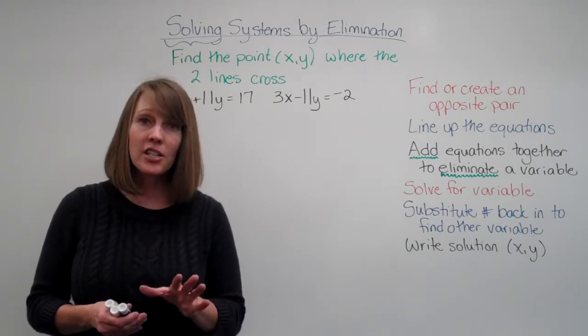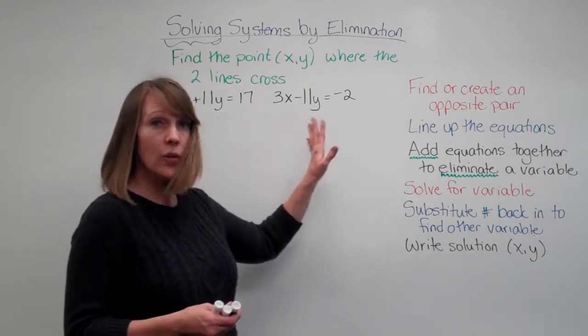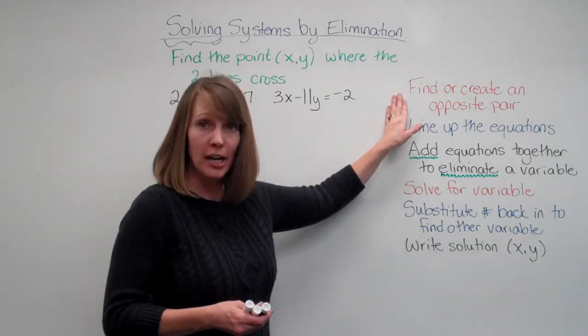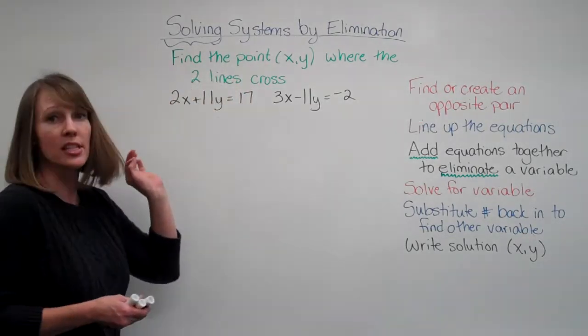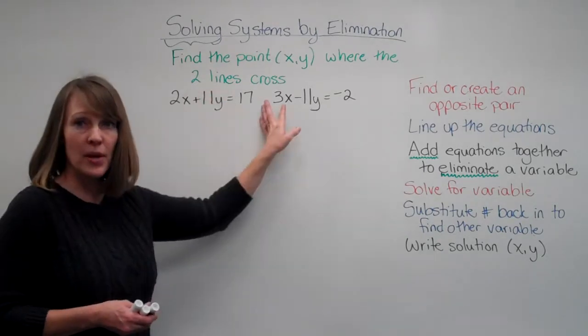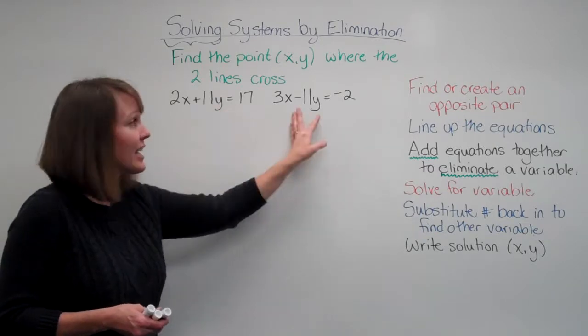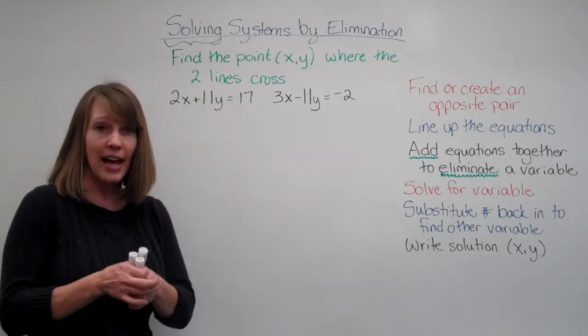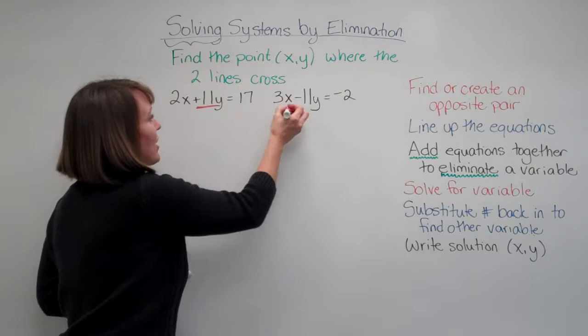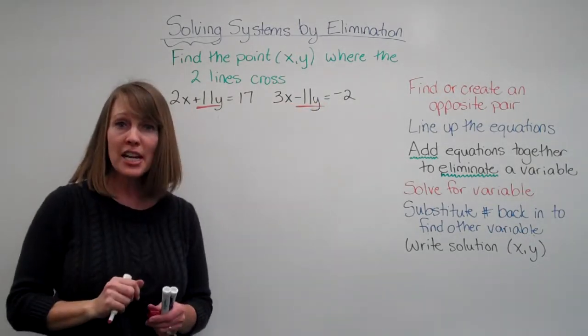The first thing we need to do to be successful is to look at our equations and find an opposite pair. All right, let's take a look at our equations. Here's a 2x, here's a 3x. Nope, not opposite. +11y, -11y. Ding, ding, ding. We have an opposite pair. All right, if we have an opposite pair, then we can use elimination.